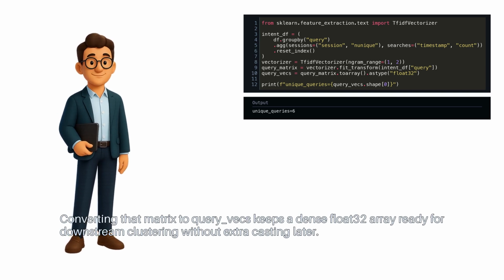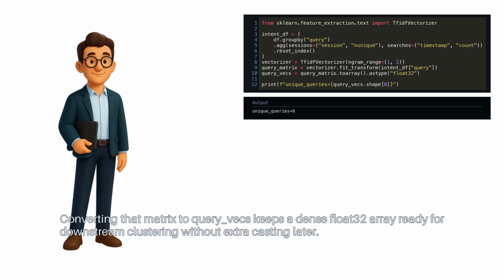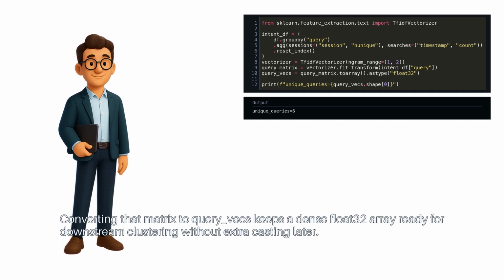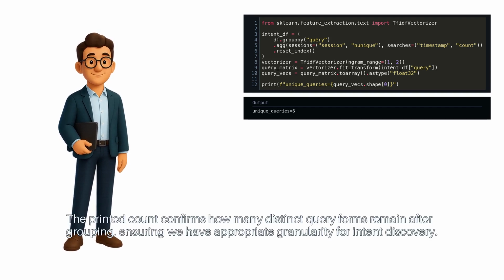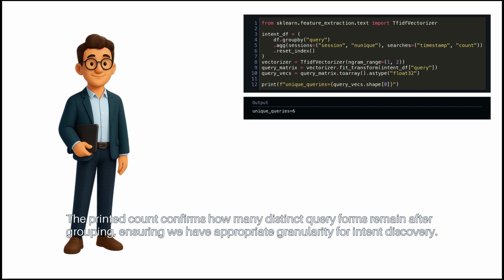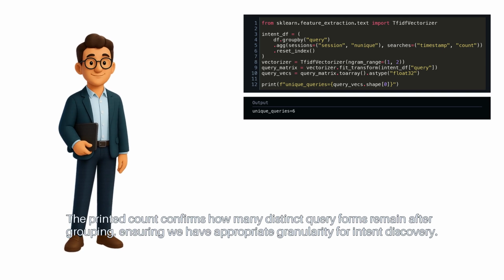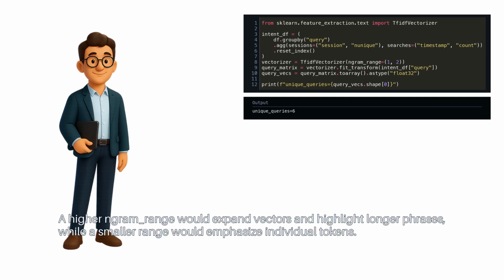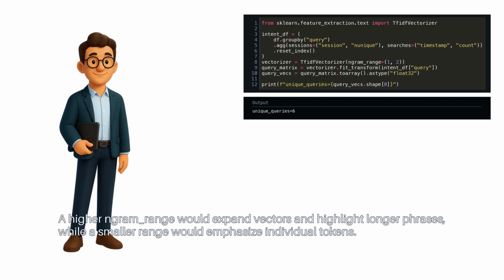Converting that matrix to query_vecs keeps a dense float32 array ready for downstream clustering without extra casting later. The printed count confirms how many distinct query forms remain after grouping, ensuring we have appropriate granularity for intent discovery. A higher n-gram range would expand vectors and highlight longer phrases, while a smaller range would emphasize individual tokens.